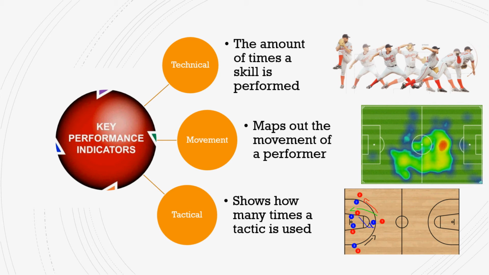The data gathered from notational analysis is subcategorized into these three categories. There's technical, movement, and tactical performance criteria. Technical performance criteria typically focuses on different skills in a game that are recorded to show performance level, and are given back in quantitative data, most likely as a percentage.